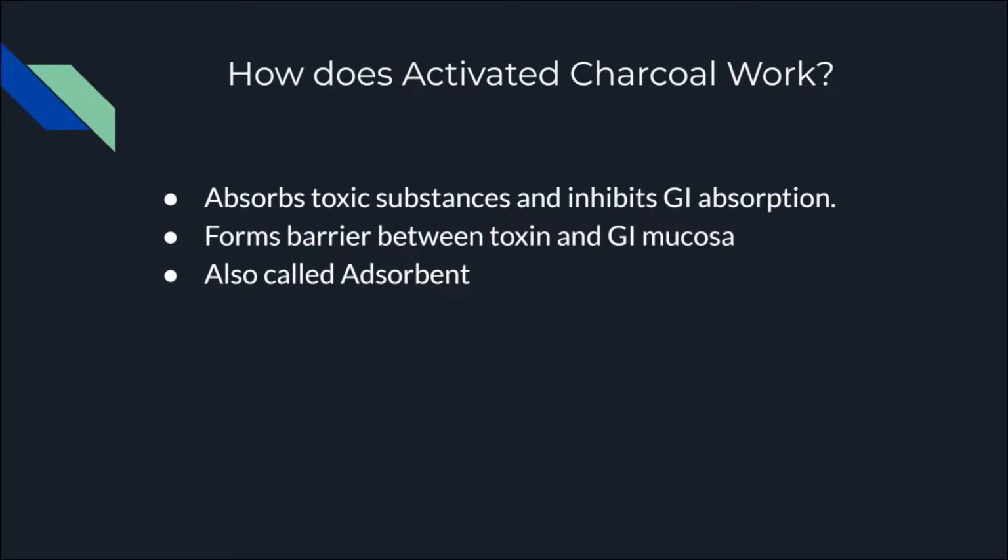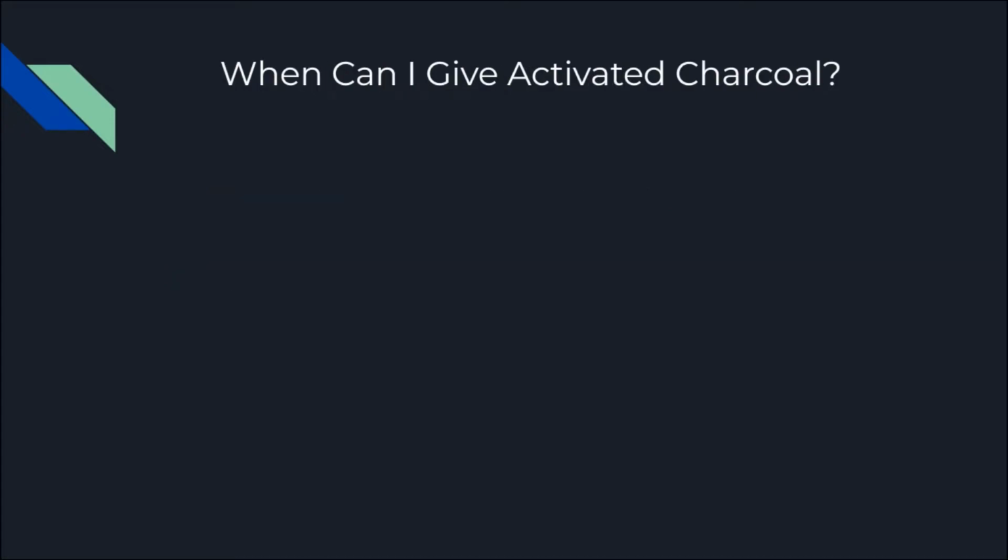So the first thing, how does activated charcoal work? It works by absorbing toxic substances and inhibits GI absorption. So think about it as a membrane that goes around the molecule of the toxin, right? So it absorbs the toxin into the molecule of the activated charcoal and prevents it from getting absorbed by the GI tract. Just like I said in that one.